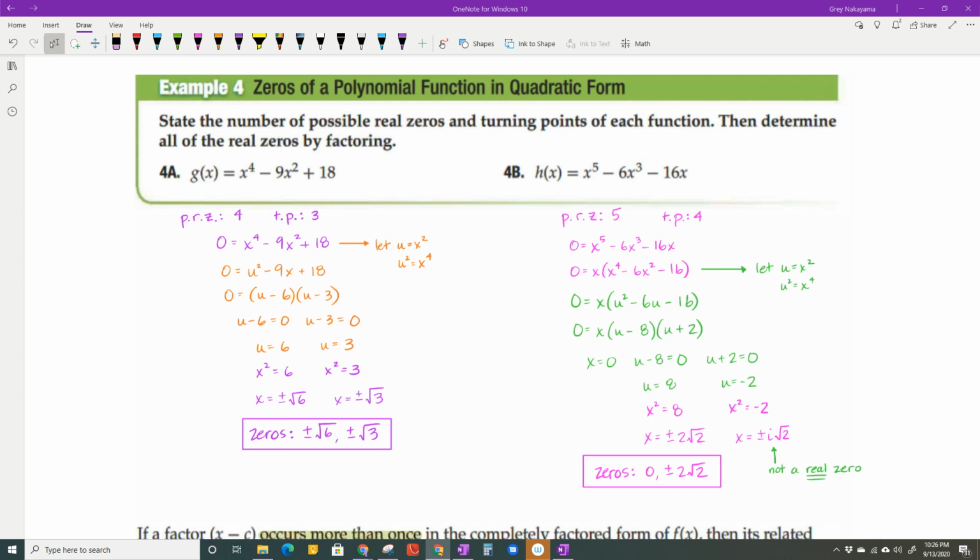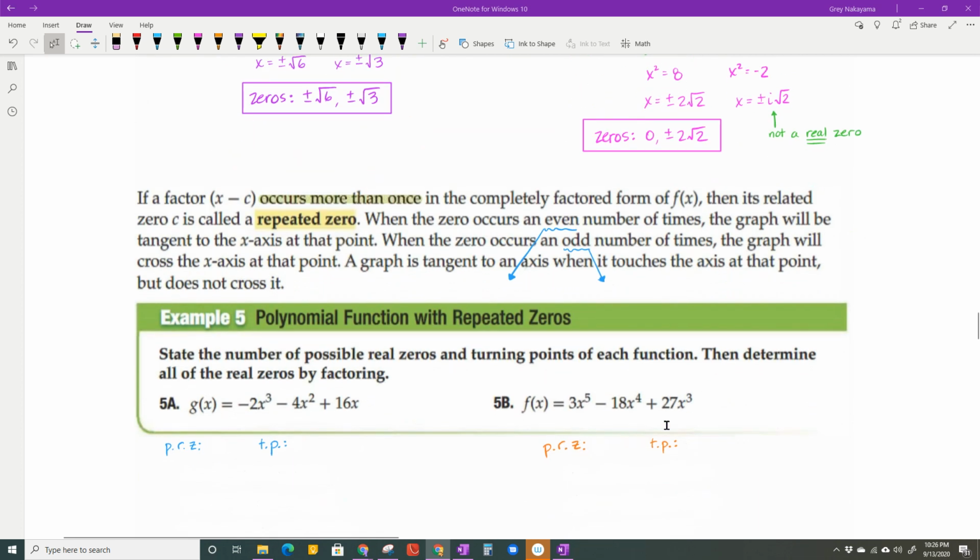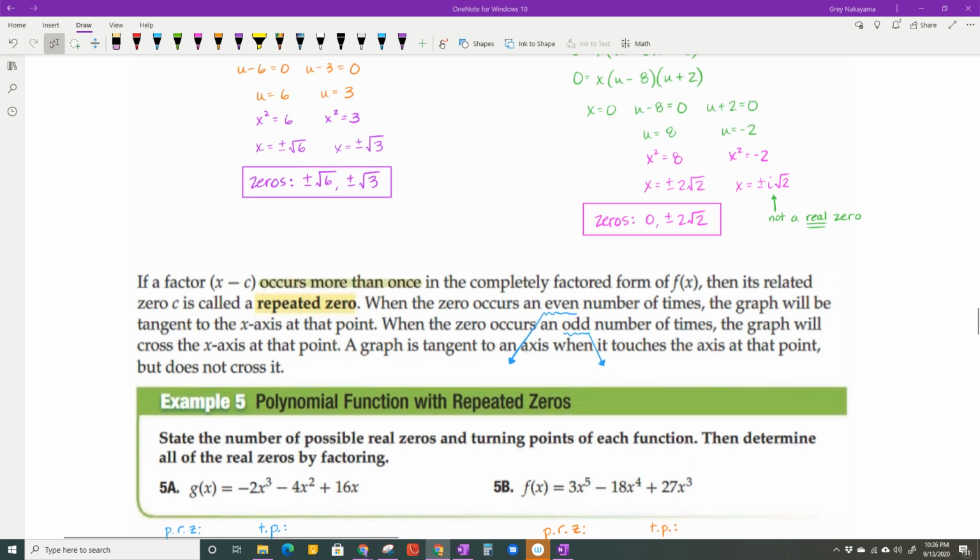Hang on. So next we're going to talk about when we have a zero that occurs more than once. Oftentimes you can have a factor that occurs more than once. And if it occurs an even number of times, then we know that it will bounce against the x-axis. And if it happens an odd number of times, it's going to cross the x-axis. So let's go see how that plays in. We're going to do it more in a minute.